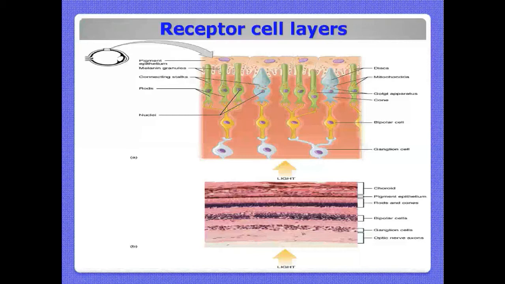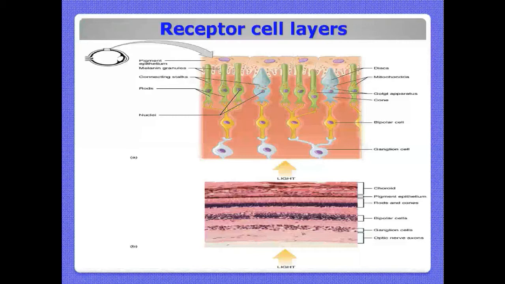These are all the nuclei. Connecting stalk is there here. Then you have rod and cone. This is rod. When light falls here, it goes through the bipolar cells and the ganglion cells. So the same thing is here.